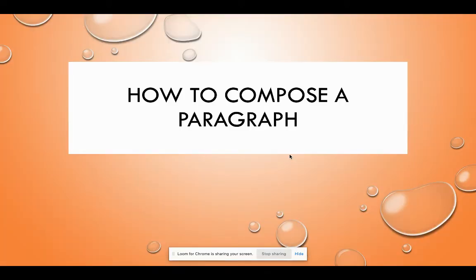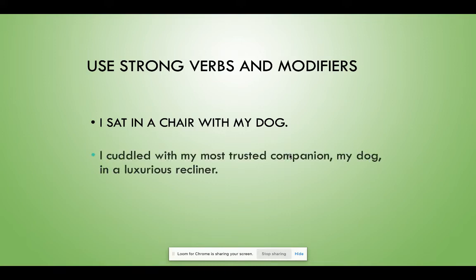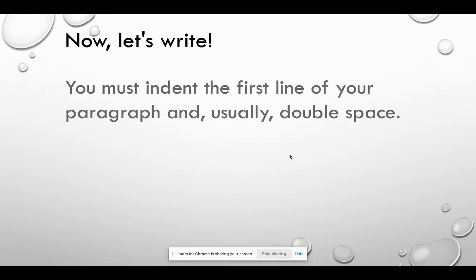So, a little bit on how to compose a paragraph. Use strong verbs and modifiers. You could write, "I sat in a chair with my dog." Or you could write, "I cuddled with my most trusted companion, my dog, in a luxurious recliner." It's much more descriptive. Now let's write. You must indent the first line of your paragraph and double space your paper.